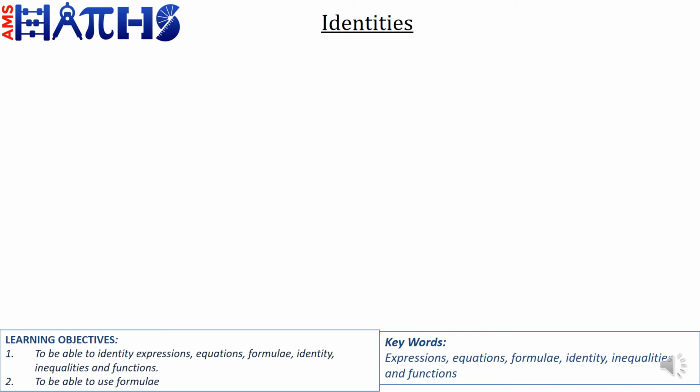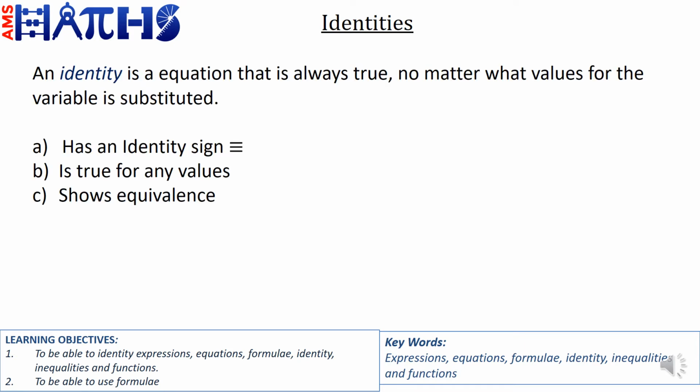Now next up we have our identities. An identity is an equation that is always true no matter what values for the variable are substituted, and this is our identity symbol. We don't always use it, but we can use that symbol to represent identity. An identity shows equivalence, so our left side is going to be identical to our right side. So let's look at a few examples.